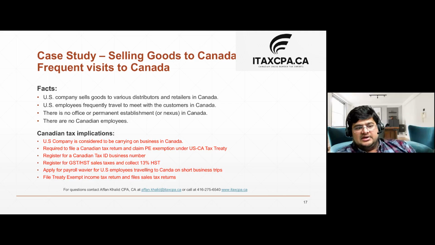In terms of the Canadian tax implication, yes, the fact that the US employees are crossing the border, that's the trigger point. US company is considered to be carrying on business in Canada. It is required to file a Canadian tax return. And on that tax return, it can claim an exemption under the treaty, which is saying that, hey, I don't have a permanent establishment or nexus in Canada, so I should not be paying any taxes. Fine, you will get full treaty protection. There's no dollar threshold for that, by the way.